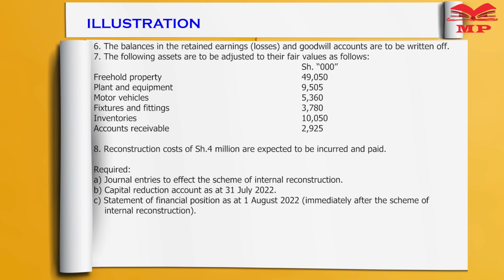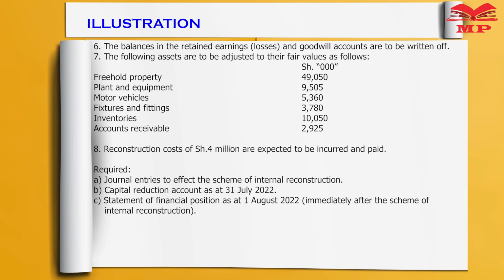In note number 7, the following assets are to be adjusted to their fair value. Freehold property will be adjusted to a fair value of 49,050. Plant and equipment to 95,005. Motor vehicles to 53,60. Fixtures and fittings to 37,80. Inventory 10,050. Account receivables 29.25. And a reconstruction cost of 4 million shillings is expected to be incurred and paid.